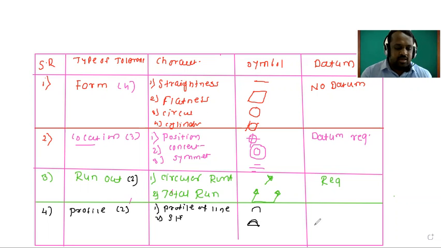Like this symbol. And here the datum is optional. Sometimes it is required, sometimes it is not required. Optional. And what is the last?